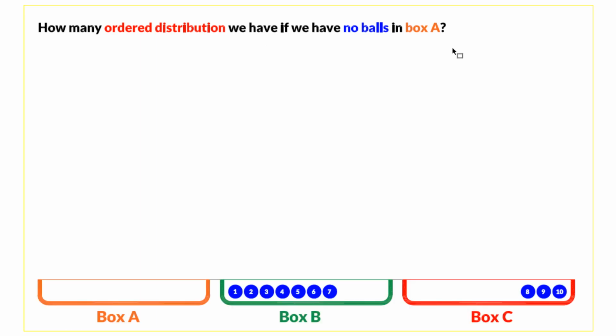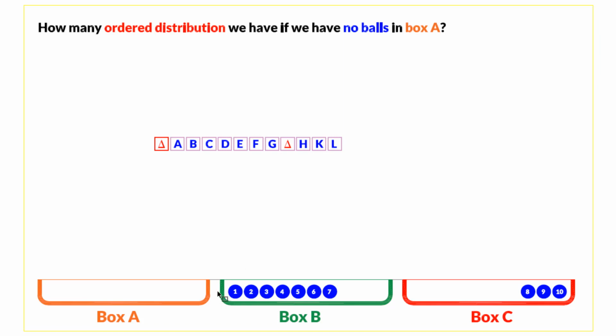Let us answer the question, how many order distribution we have if we have no balls in box A. So box A has no balls, and box B and C may have the balls. So let us map these balls into box A and B, and let us place the barriers in between them.